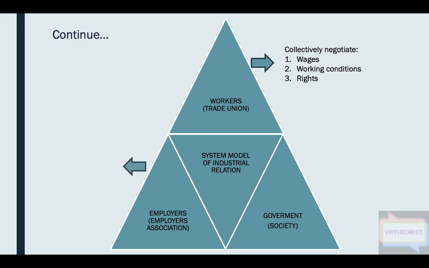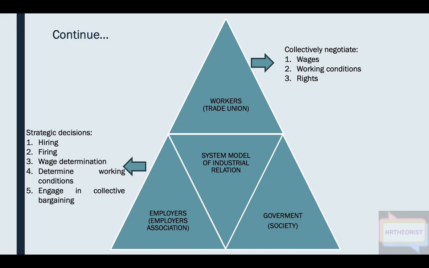The second one, employers. Employers or management represent one of the key actors in the system model. So they are responsible for making strategic decisions related to hiring, firing, setting wages, and determining working conditions. Employers also engage in collective bargaining with employees or their representatives to negotiate employment terms and resolve disputes.